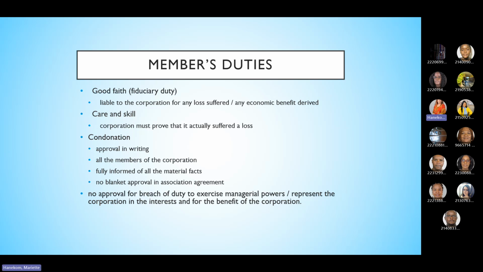Duty of care and skill essentially falls within the law of delict. If you were negligent in your management of the affairs of the closed corporation, or in the manner you used any property of the closed corporation, you did not act with the necessary care and skill, in other words, you were negligent, the closed corporation can claim damages. But as is the case for any claim for damages, if the corporation wants to claim damages, they have to prove that they actually suffered those damages.